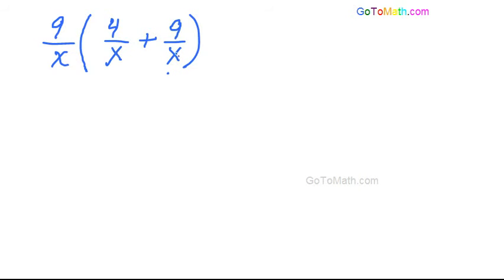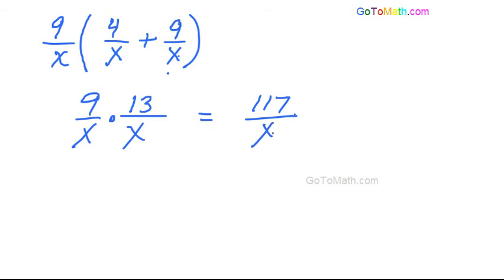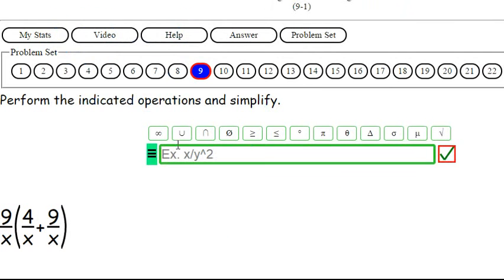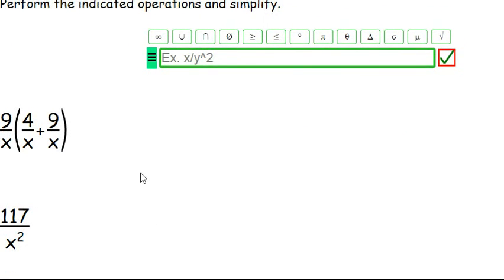Alright, so we have a common denominator, so we just add the numerators, and 4 plus 9 is 13 over x times 9 over x. And then multiplication, we just multiply the numerators, and so that's going to be 117, and then x squared, and we're done. Hey, that was pretty easy, wasn't it? Right, 117 over x squared.